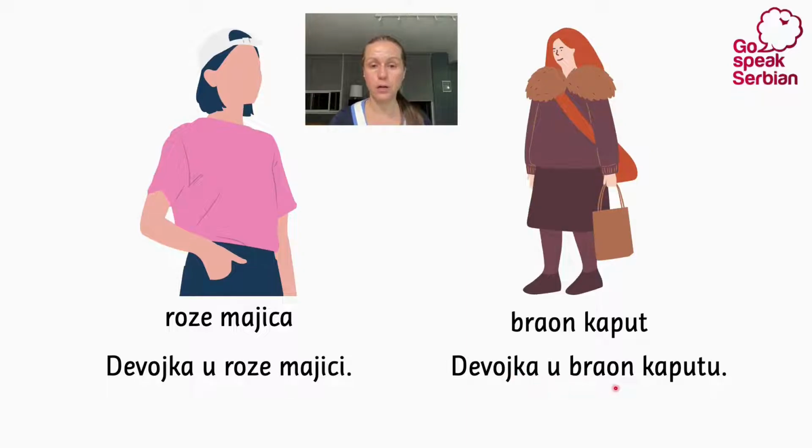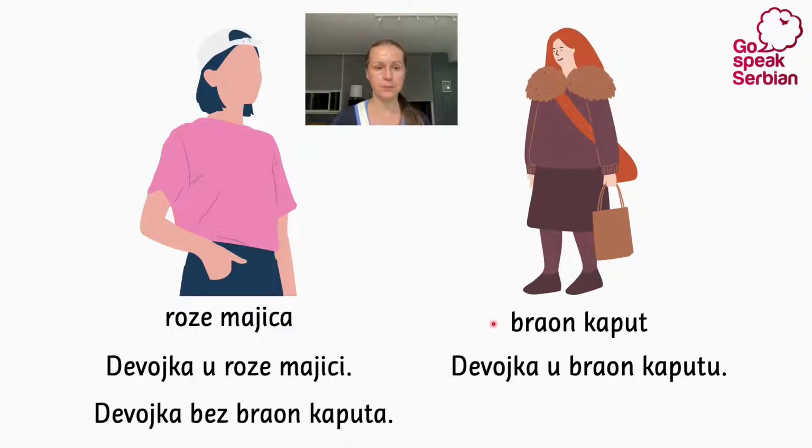Devojka u brown kaputu. Same situation here. Kaput is a masculine noun. The ending in locative is u. But the adjective here, brown, did not change. Why is this the case? Because both of these colors are words of foreign origin and they do not change with the case or the number or the gender.